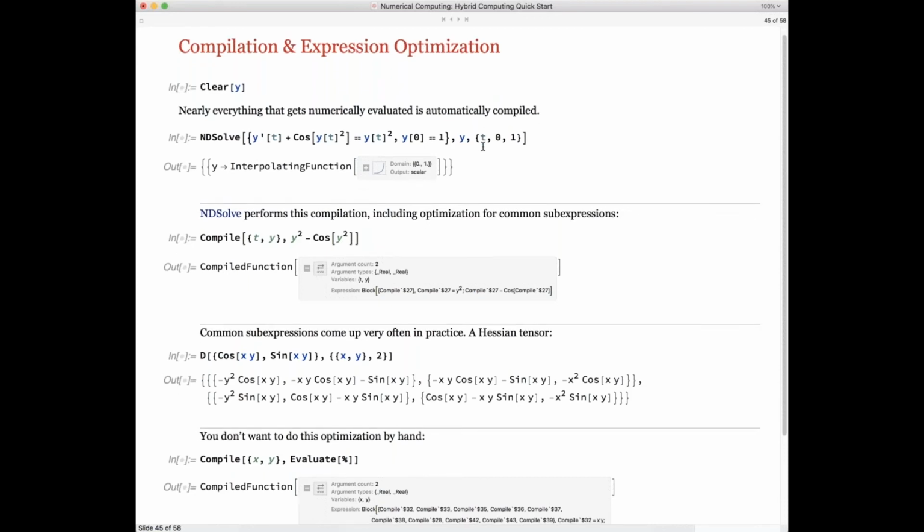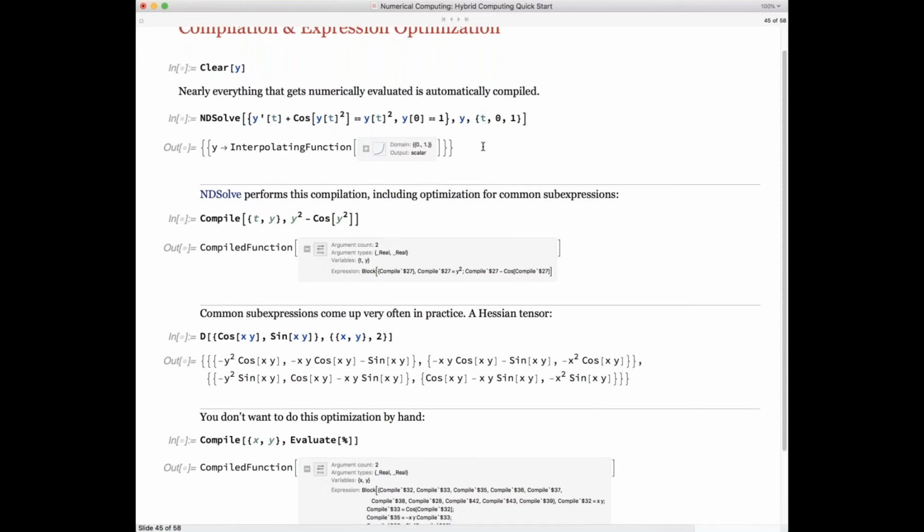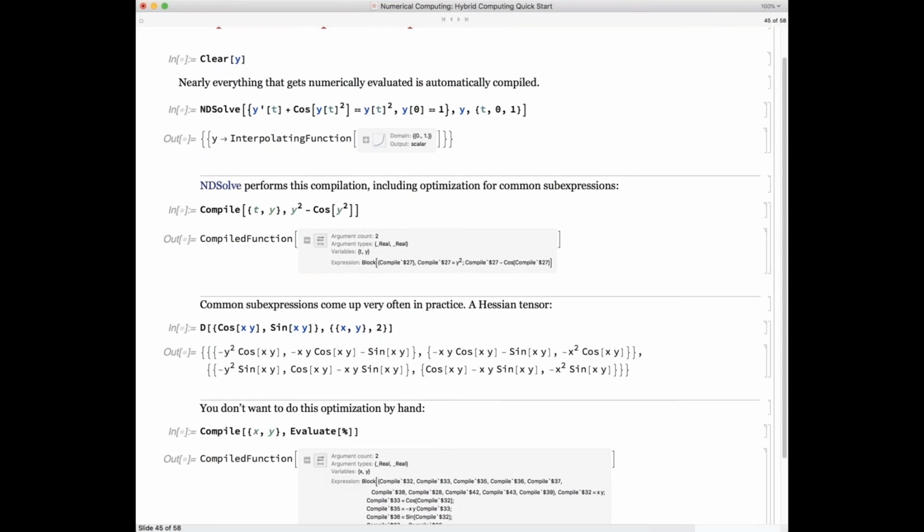The compiled function contains fast, low-level instructions and evaluates many times faster than regular Wolfram Language code. The advantage of the compiler is also that it performs optimizations, as you can see here.